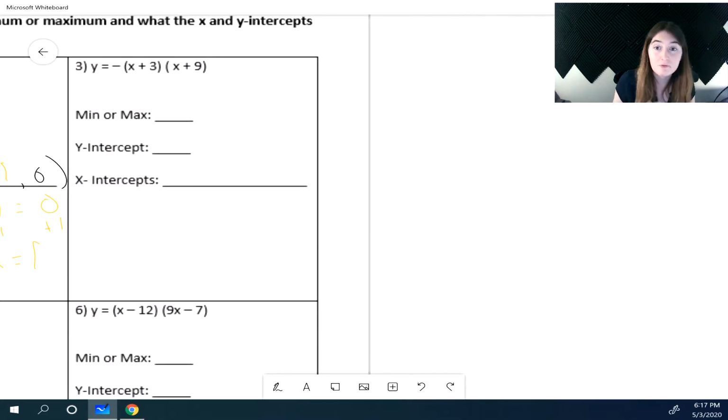Okay, we've got 4 more to do. Let's try and crank them out. Here we go, number 3. Go ahead, see if you can determine if this is a minimum or a maximum by yourself.